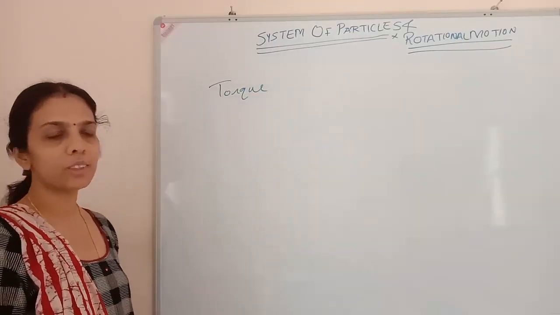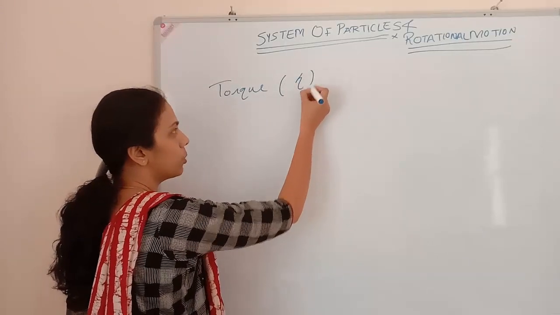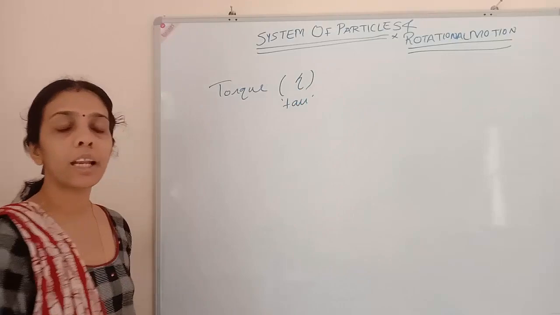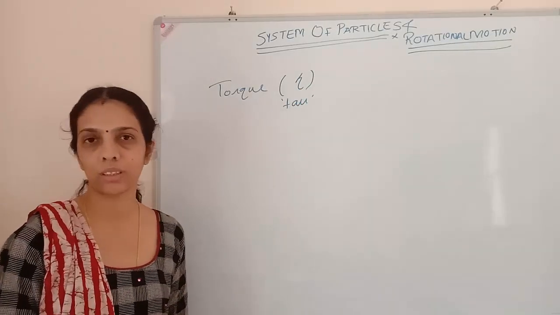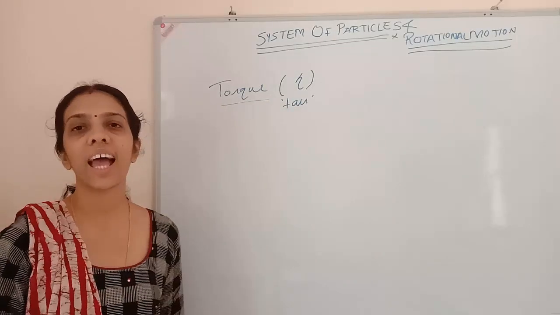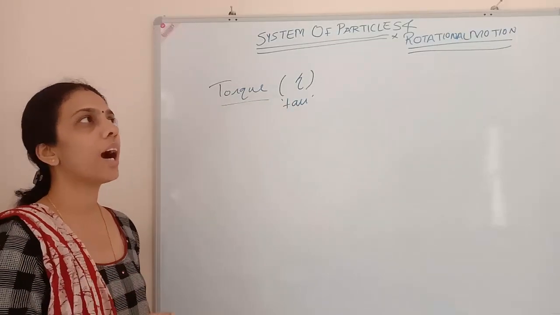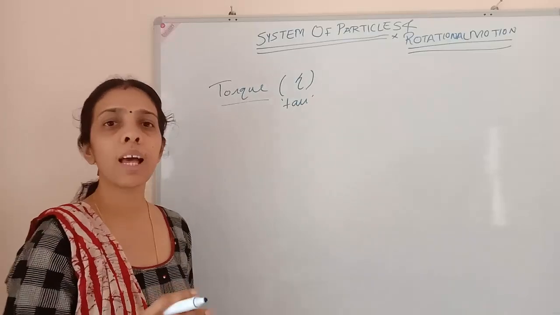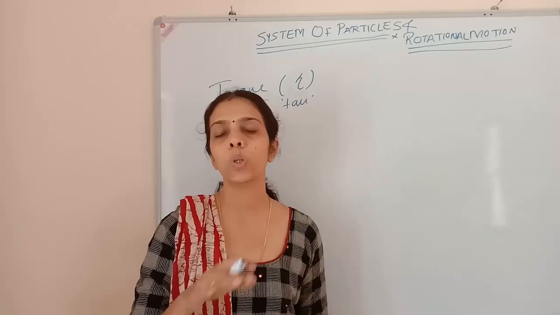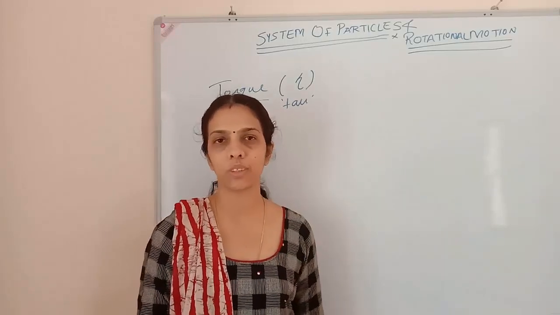What is meant by torque? Torque is represented by the letter tau. Tau is the representation for torque. Torque is the rotational analog of force. If I am applying a force which constitutes a rotation without translation, then we can say a torque is acting on the system.